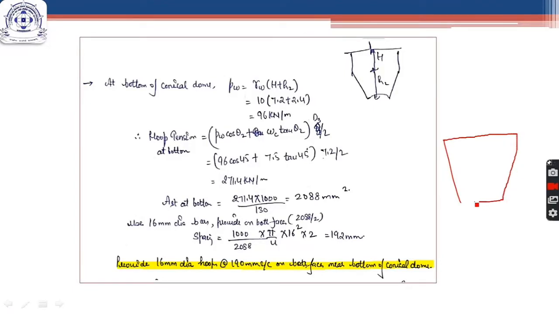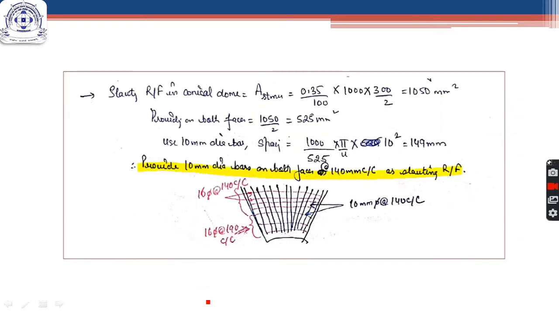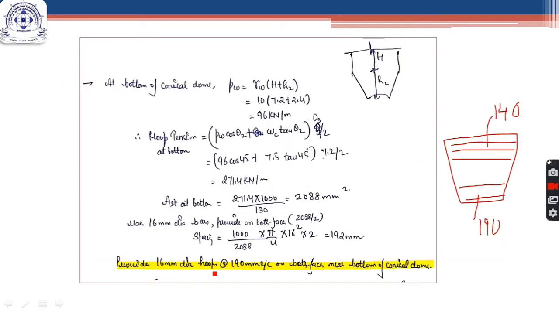In this portion of the conical dome, we are getting the hoop reinforcement, or the reinforcement due to hoop tension, as 16 mm diameter bars at spacing 140, and at the bottom our spacing is coming out to be 190 because the hoop tension will be less here. So now we have calculated the hoop reinforcement.